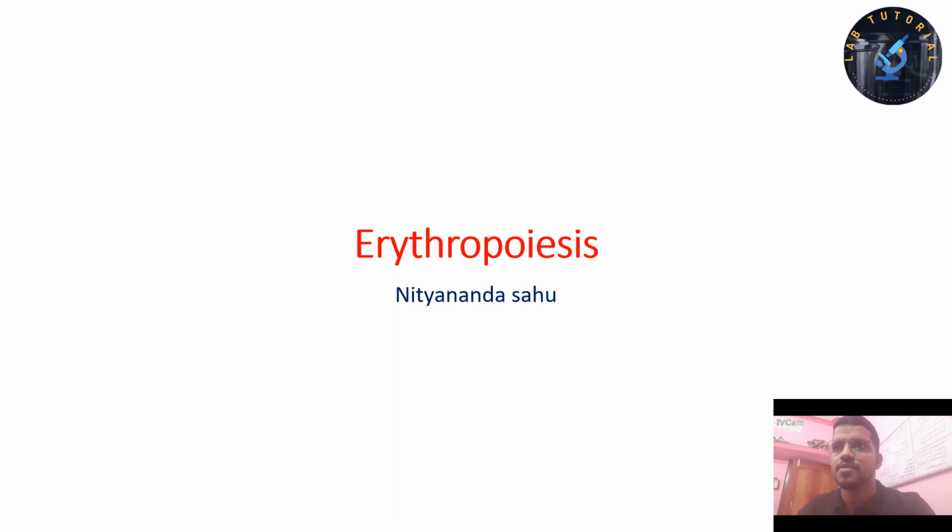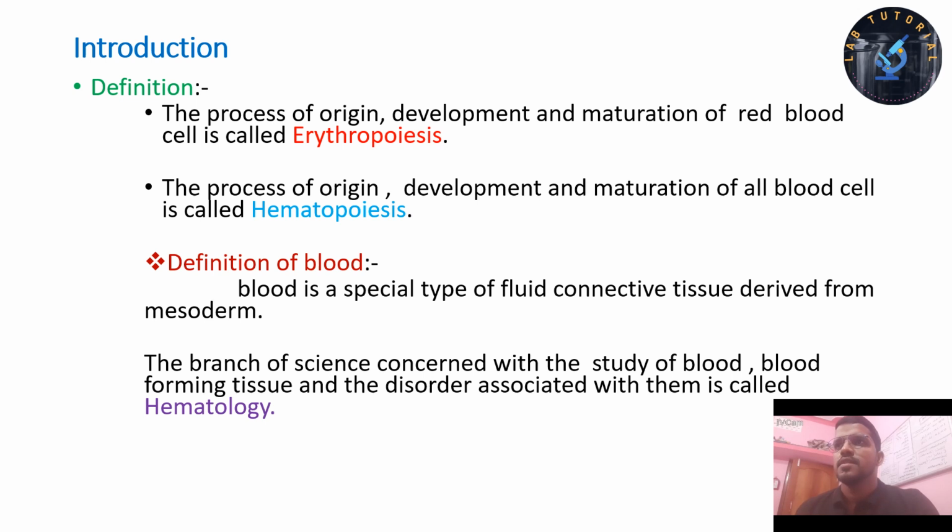Today we discuss erythropoiesis. The process of origin, development and maturation of a red blood cell is called erythropoiesis. Hematopoiesis means the process of origin, development and maturation of all blood cells.